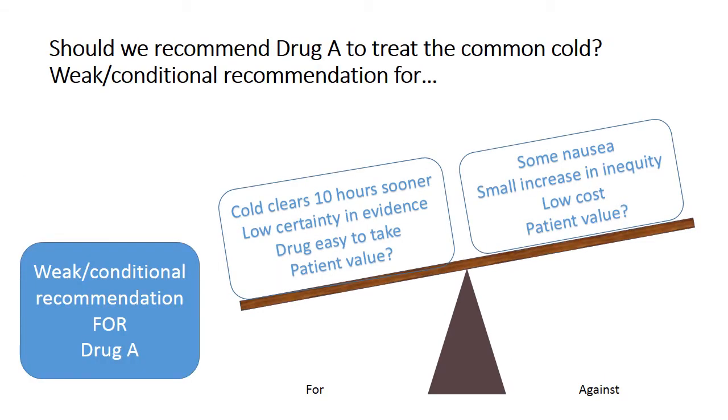Let's consider this next example. In this example, some factors favor recommending drug A, but there are some factors that do not favor drug A. In these cases, the benefits may slightly outweigh the harms, there is some nausea in this case, or the evidence is not so certain about the benefits and harms, there's low certainty in the evidence. Maybe it's not clear whether people would value reducing the time they have a cold by 10 hours if there is this risk of nausea, so patient values and preferences may be variable.